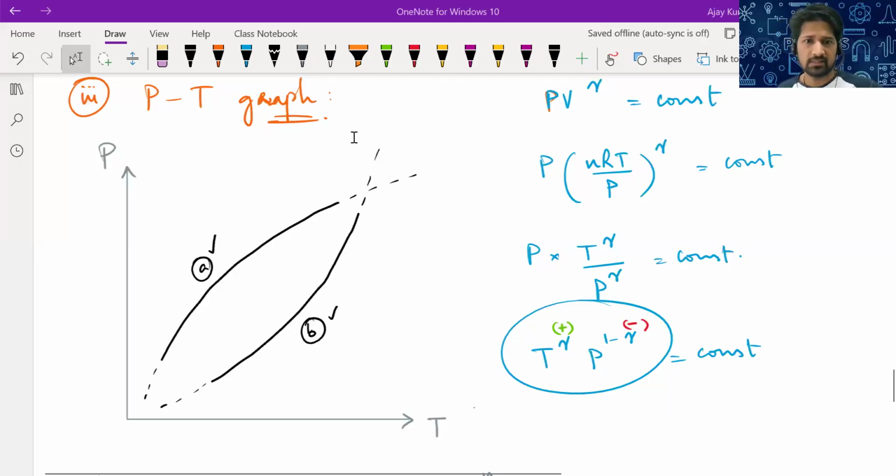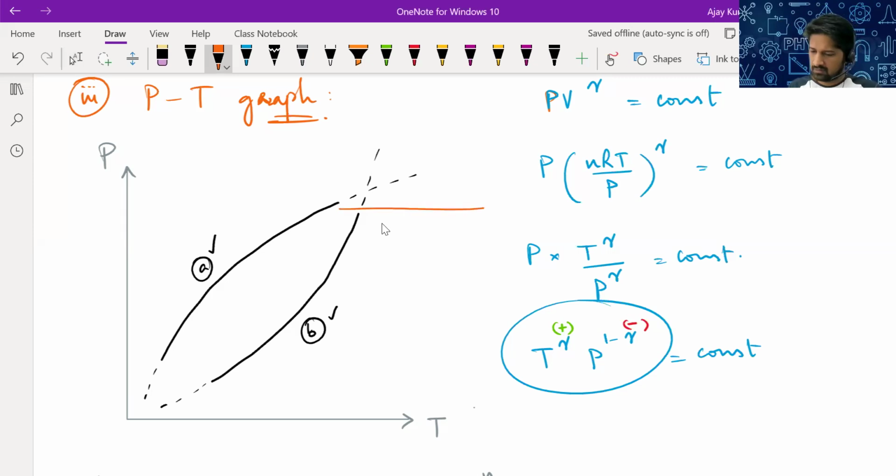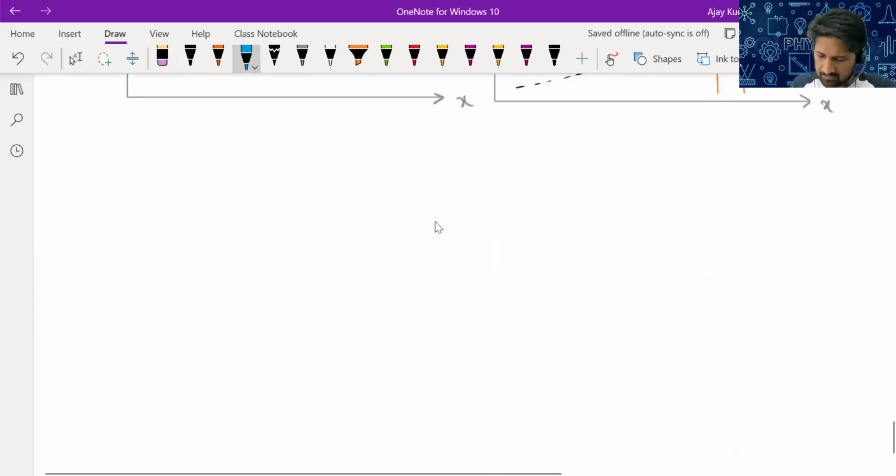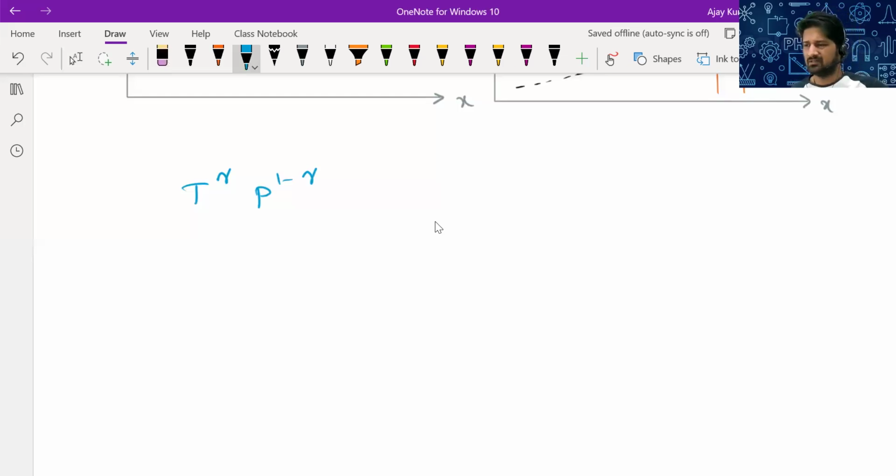Okay, I got one answer as option A. So what that means is as you go to higher and higher values, temperature tends to increase more rapidly. There is a more rapid change in temperature compared to the change in pressure. Let's see. Look at the equation we have. T power gamma, P power 1 minus gamma is equal to constant. See, this is actually a very in-depth discussion. You won't find this in books, but it's important to understand why the graph is drawn in a particular manner.